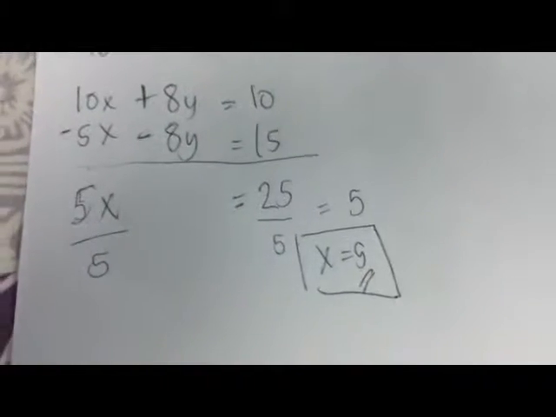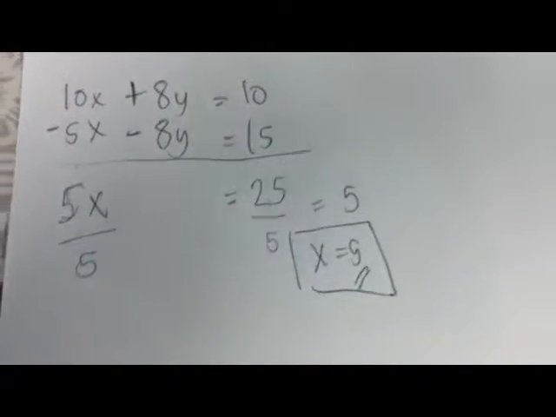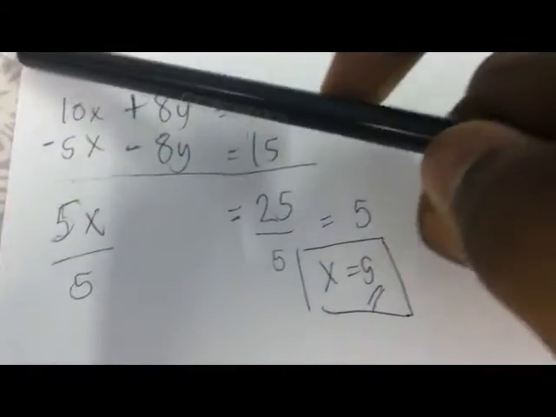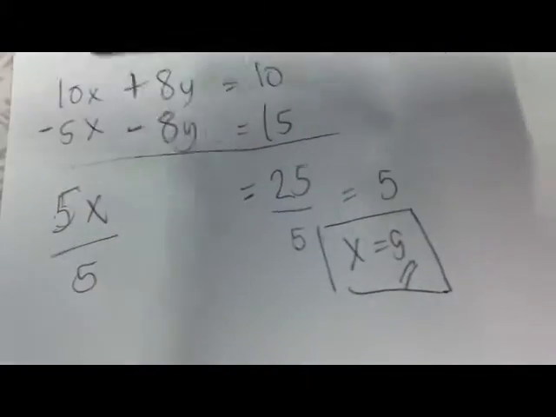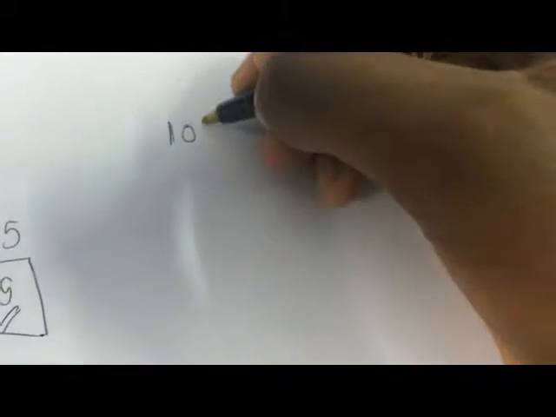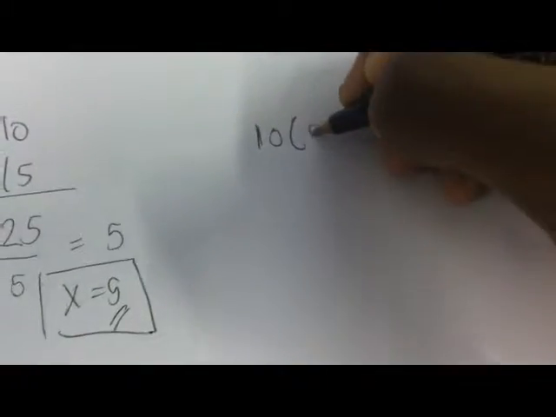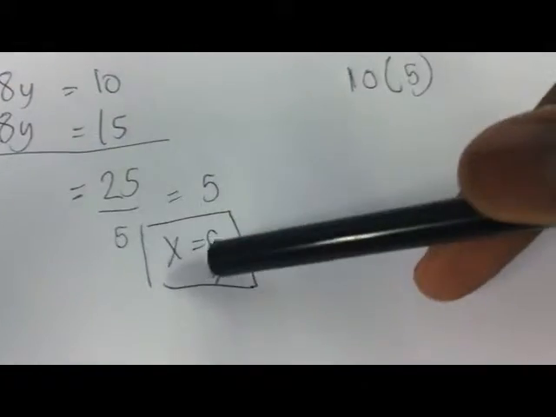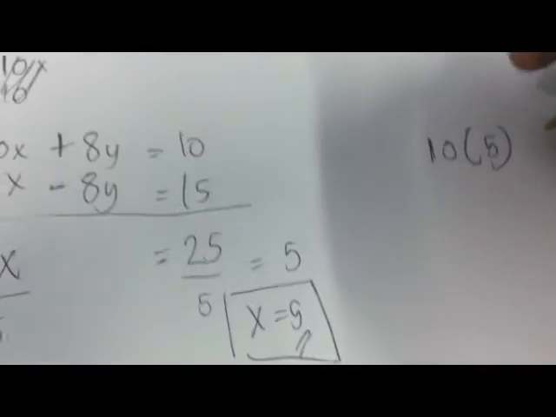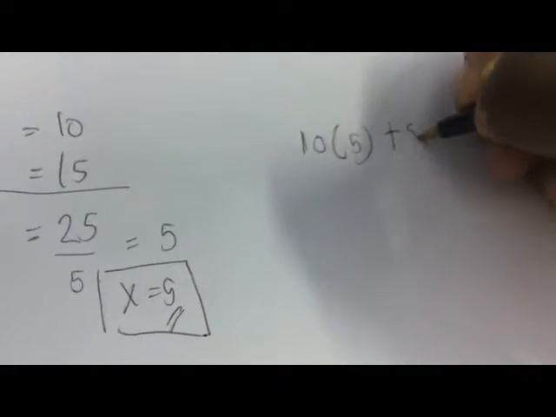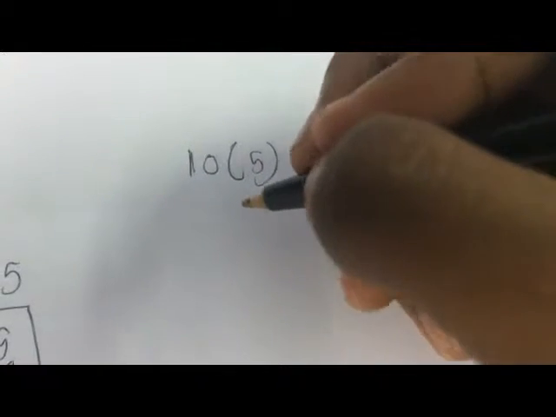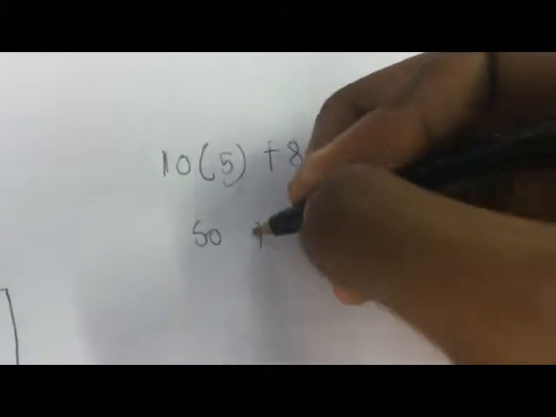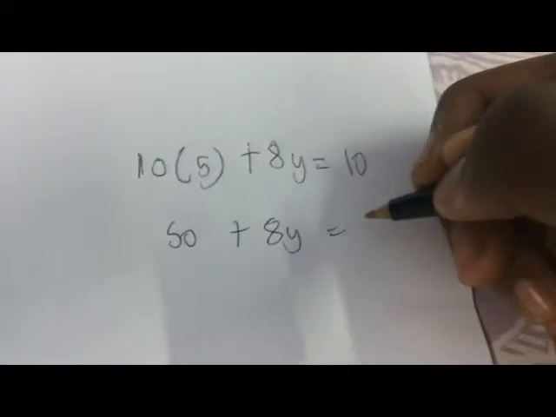Now we have found the x. So now we have to find the y. So I prefer choosing the first number. We could choose any, but I would prefer choosing the first because it has positive numbers. So 10 times 5. We have to replace the x with the number we found, which is 5. So 10 times 5 plus 8y equals 10. So 10 times 5 equals 50 plus 8y equals 10.